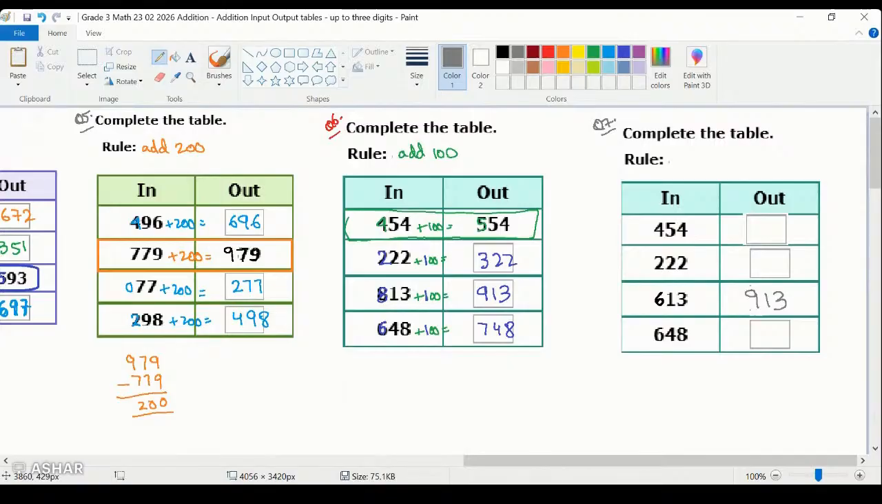Yes, perfect. In question number 7, we can see that it is 613. That changes to 900, right? Thank you. That means we are adding 300, 3 into the hundreds. So we can add 300.